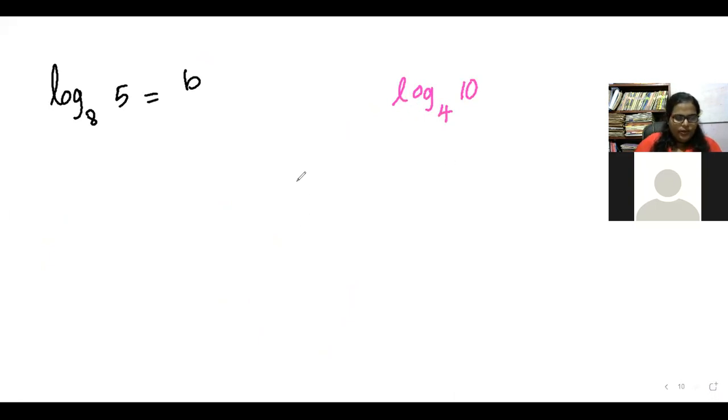Right? So when you are trying to solve this one, first we will equal our expression to some variable like this, like y.